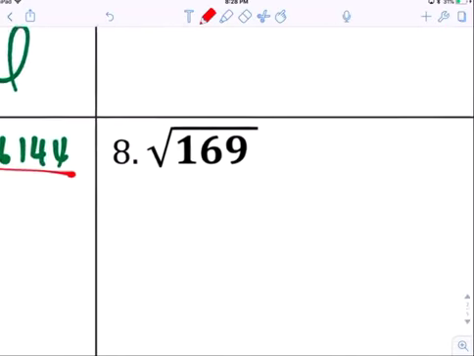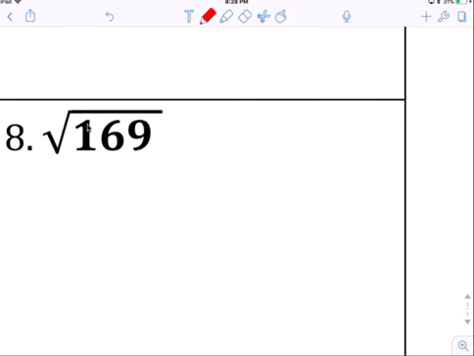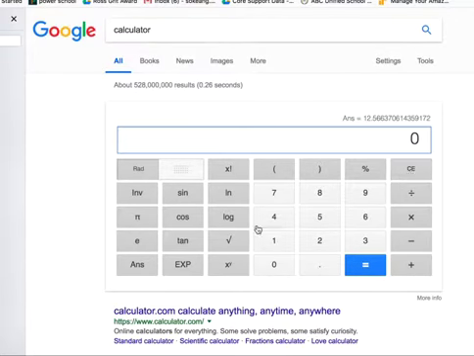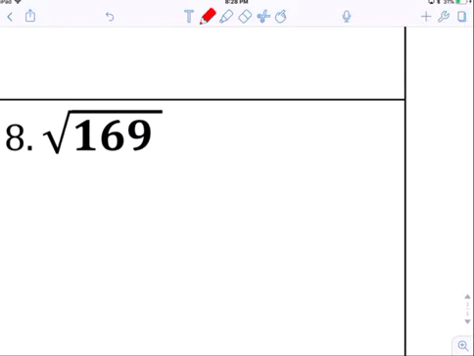Okay? So the square root of 169, if you do that, use your calculator. Okay, clear it. Square root of 169, 13 is the answer.